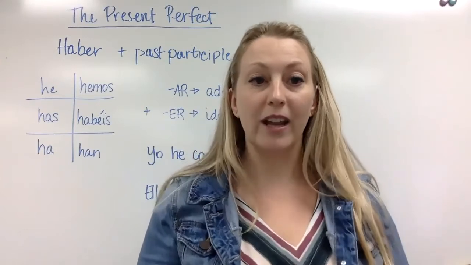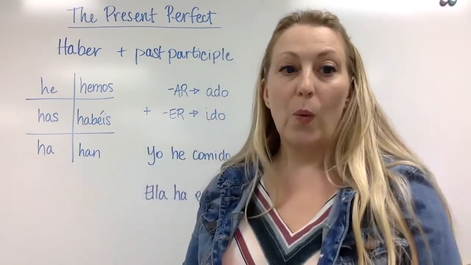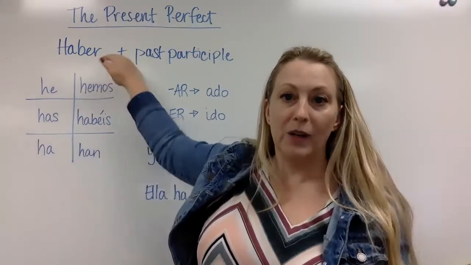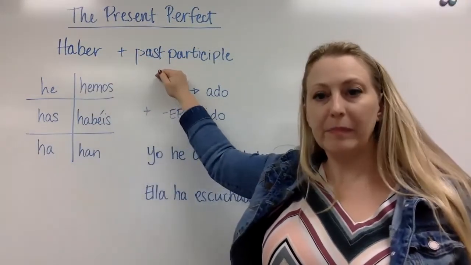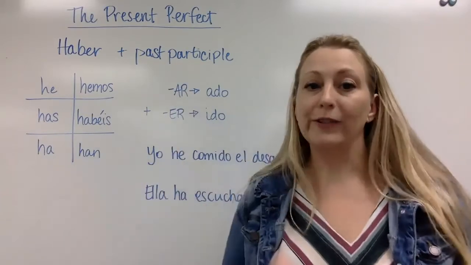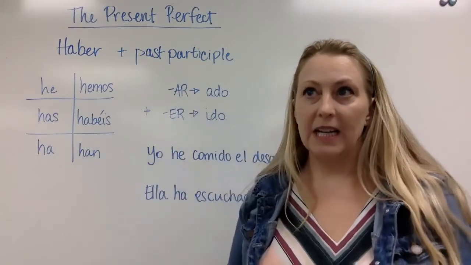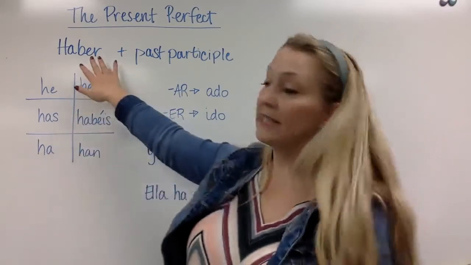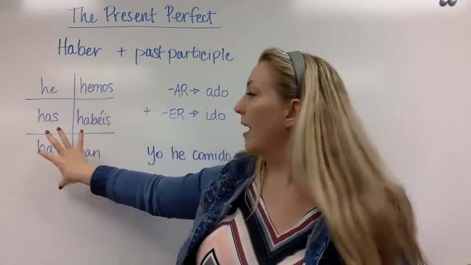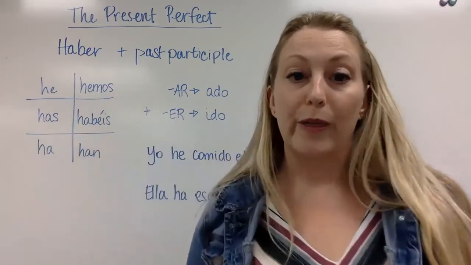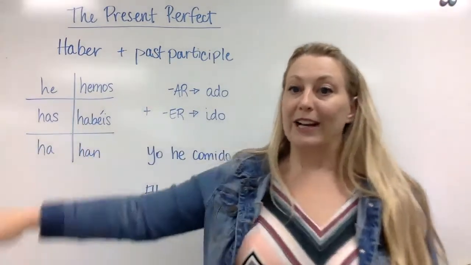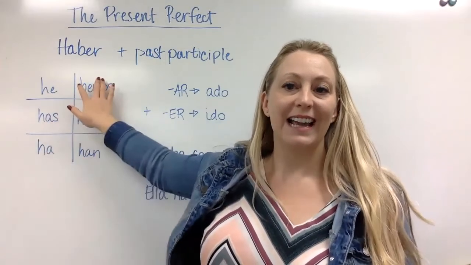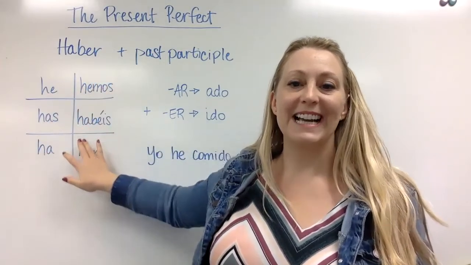Remember, we use this to say what has been done, and our formula is going to be haber with the past participle. Okay, haber, you haven't really seen this verb too much. We've seen it as the verb there is or there are, but it's infinitive, haber right here, and these are the conjugated forms we're going to be using for the present perfect. So, writing these down in your notes, we have he, has, ha, hemos, habéis, han.